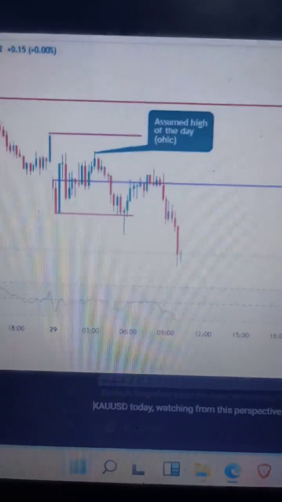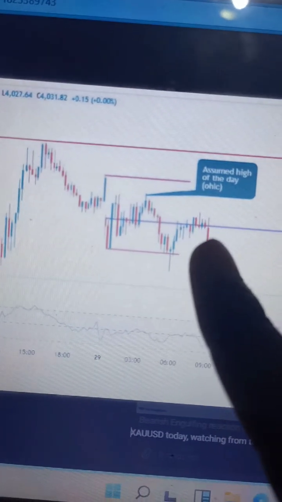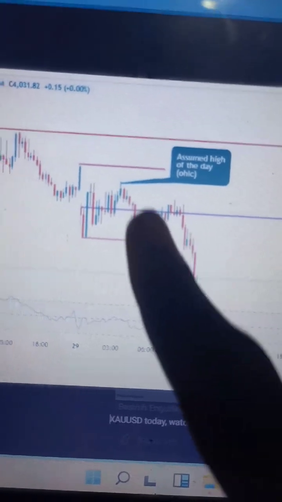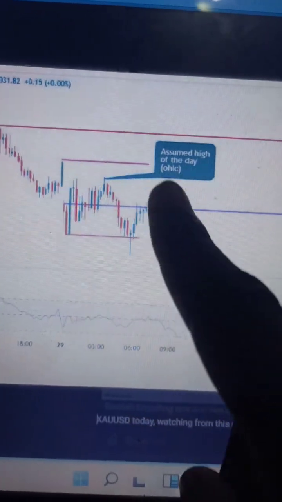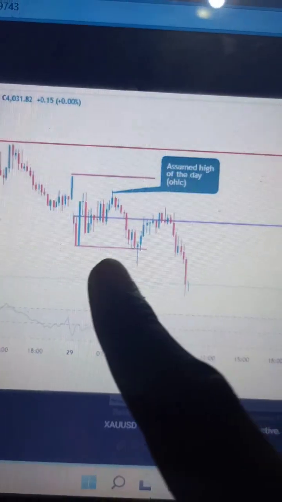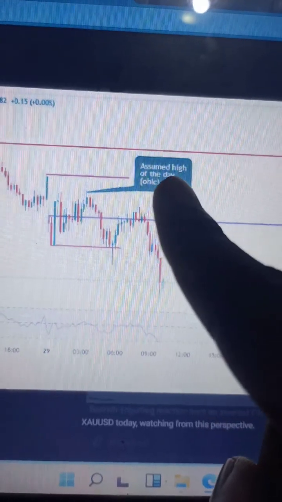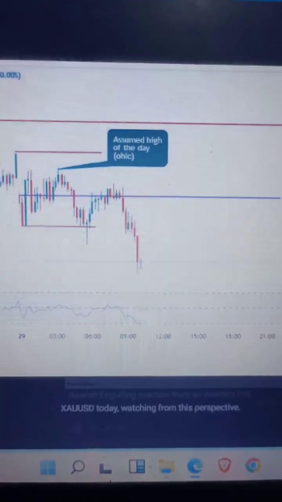Price action review for gold today is 29th of June 2026. This was my analysis earlier in the day, marking the new day open, where I wanted price to go to, either here or here, and it went lower, and then this became the assumed high of the day, following the principle of open high low close.